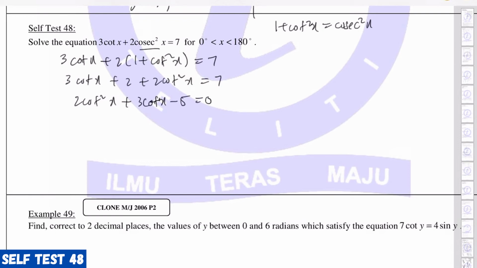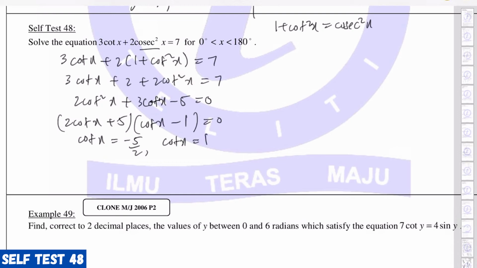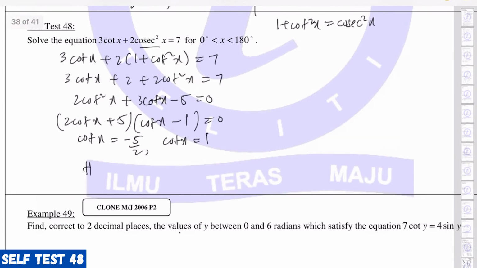I think we can factorize this quite easily, right? So 2 and 5 is going to be 10. So I put 5 here, 1 here, plus and minus. So my cotangent x is either negative 5 over 2 or 1. Okay, now for your cotangent, right, we got to convert to tangent. Remember, you can only use sine, cos, or tangent from your calculator. So we cannot read cotangent from the calculator. So you have to invert this. This will be negative 2 over 5, and this will be 1.